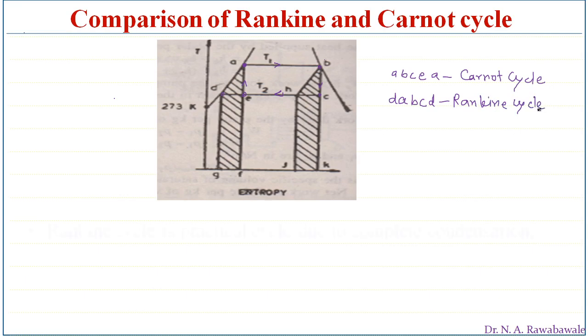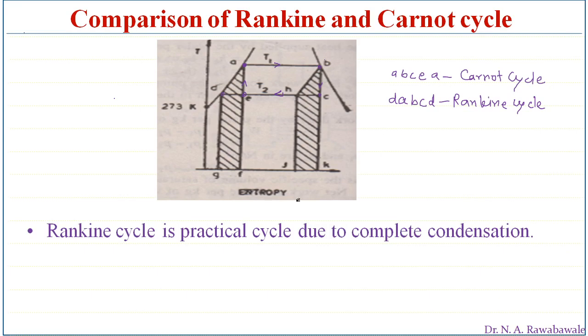So now coming to this, Rankine cycle is a practical cycle due to complete condensation. In this Rankine cycle, the condensation process starts at point C and ends at point D. So here the condensation of steam takes place, perfect condensation, whereas in Carnot cycle the condensation process is stopped at point E. So in Carnot cycle the condensation is incomplete, but in case of Rankine cycle condensation is complete. Therefore in actual practice Rankine cycle is a practical cycle which can be used as a standard reference.